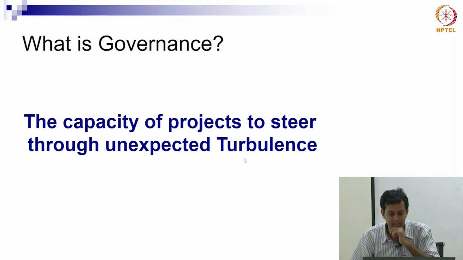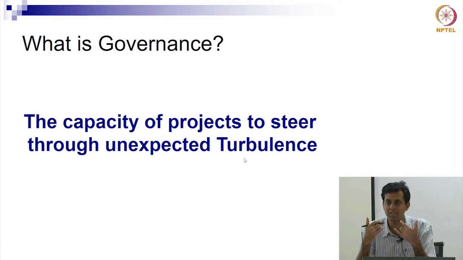So essentially, this last part is what we call governance, which is the capacity of projects to steer through unexpected turbulence. This is important because you've done all of this ahead of time, but what you're trying to do is give the project the capacity to steer itself out of turbulence. Later on, if there is some change in demand or technology or whatever, the project needs to find a way to overcome that setback.